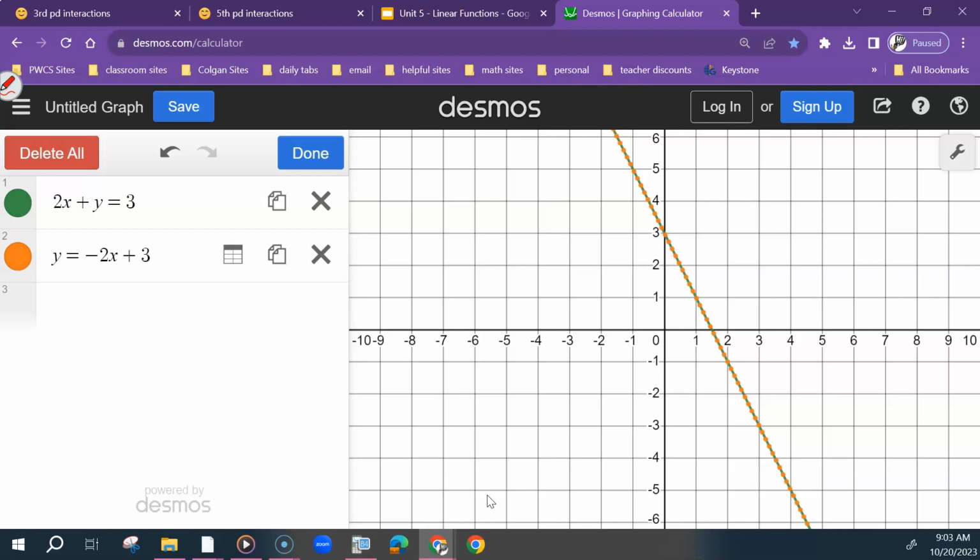Questions on how Desmos works with slope? There'll be more things I show you with Desmos and slope, but not today.